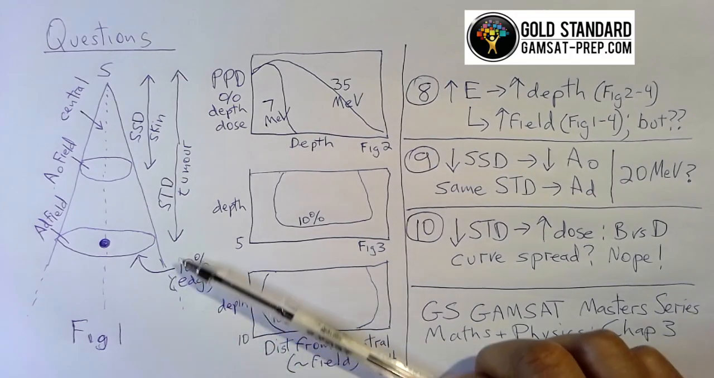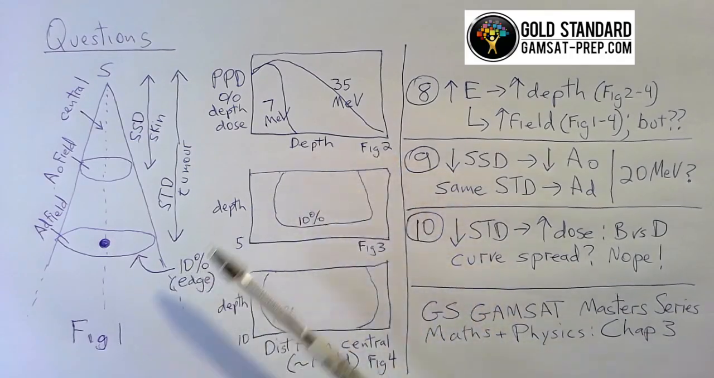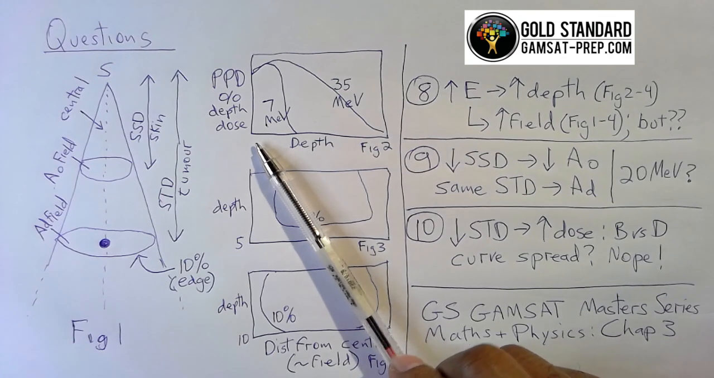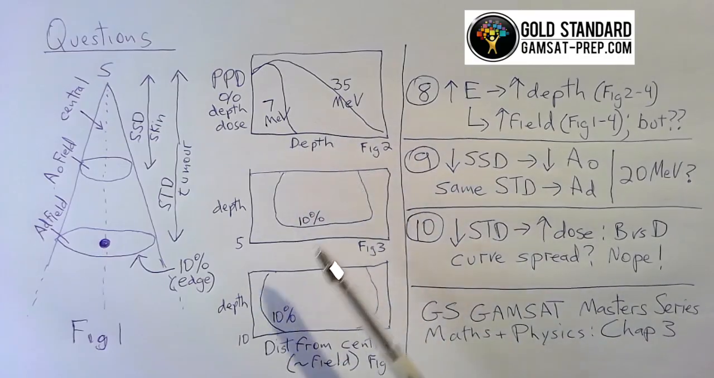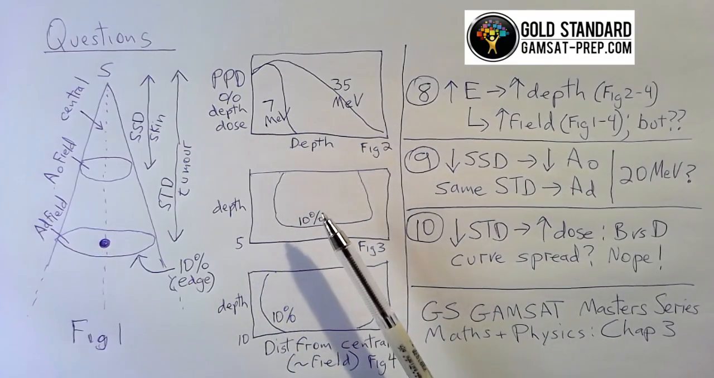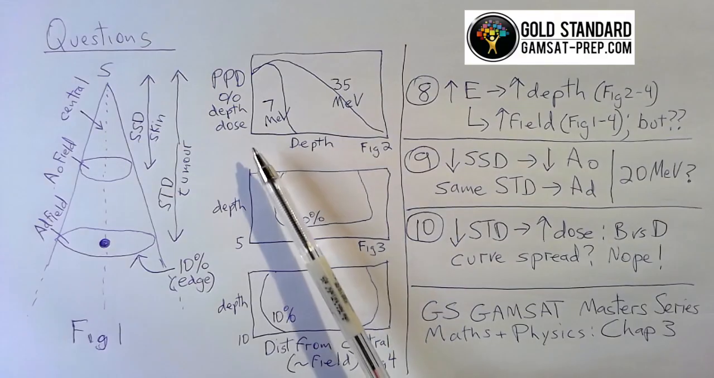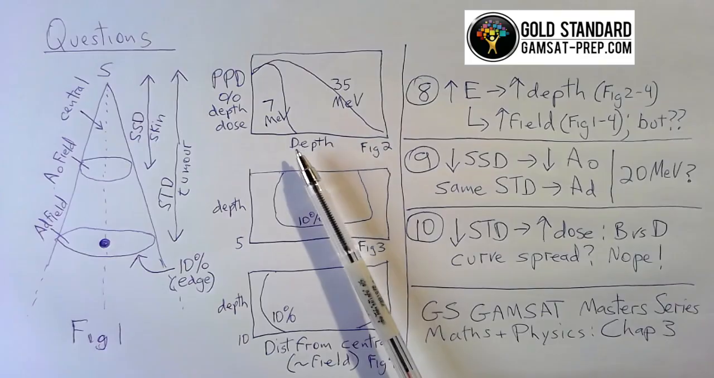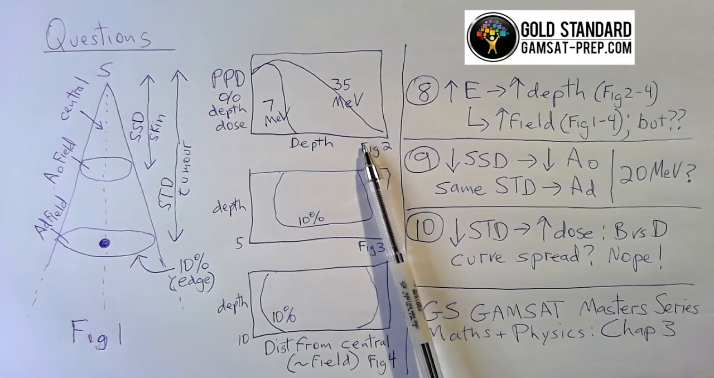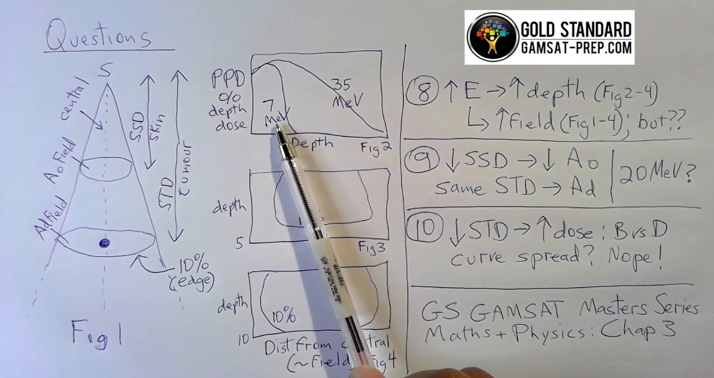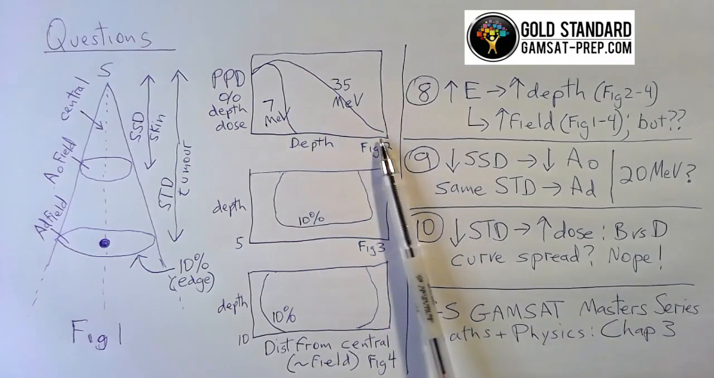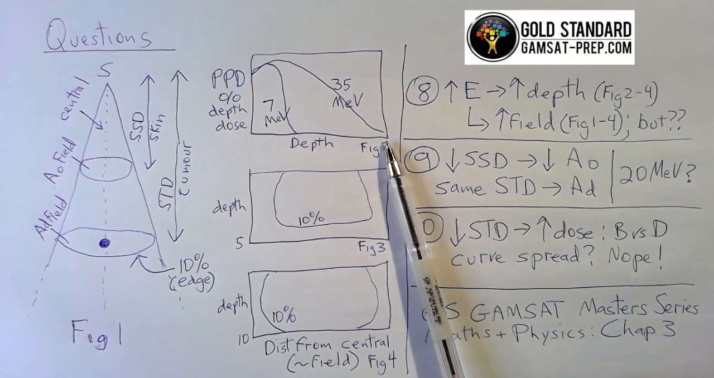Then we are presented with figure 2, which has the percentage depth dose, and there's nothing exciting here. Even if you didn't have these graphs, you would assume the information that's in the graphs. For example, if the electron beam has more energy, you expect that it will go deeper into the body. For example, 7 MeV here, going up to 35 MeV here. Obviously, this is going to a greater depth.